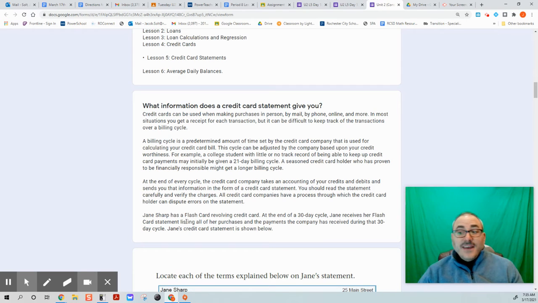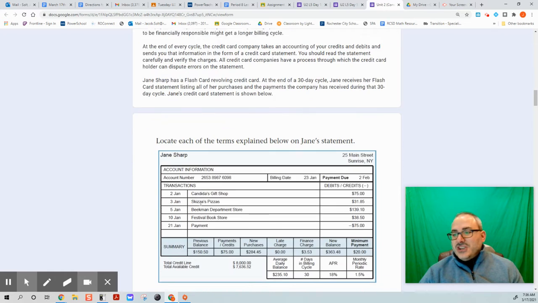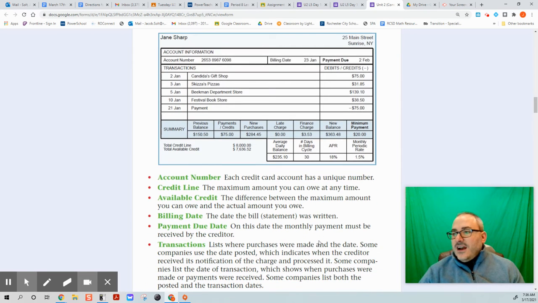June Sharp has a flashcard revolving credit card. At the end of a 30-day cycle, June receives her flashcard statement listing all of her purchases and payments the company has received during that 30-day cycle. June's credit card statement is shown below. So here's a sample credit card statement we'll be using today. And let me talk about the pieces of these.